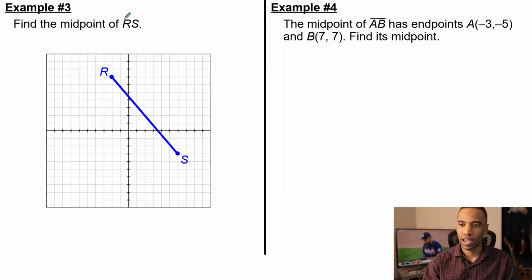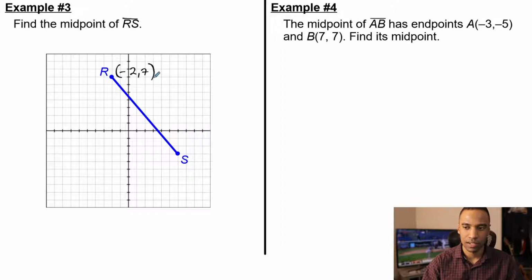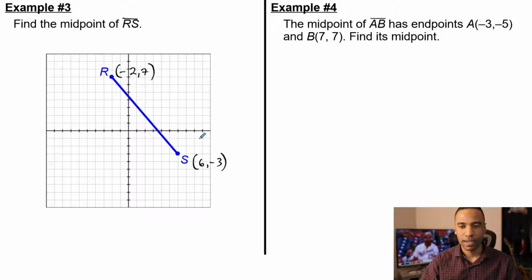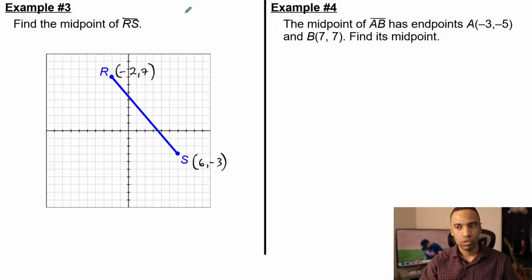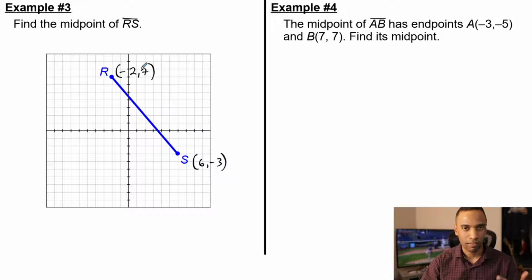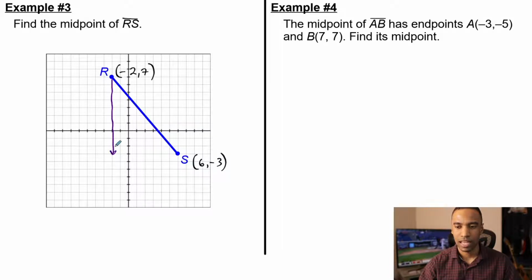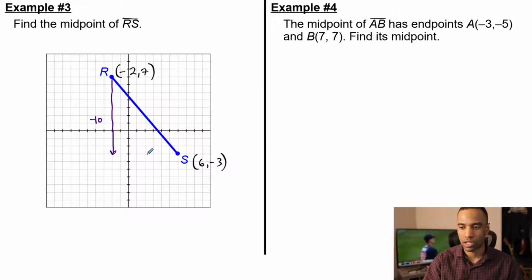Find the midpoint of segment RS right here. Now you do have to know what these places are. This looks like negative 2, 7, and this looks like 6, negative 3. I have to find its midpoint. I'm going to use the graph to my advantage and ask, how far do I go down? 1, 2, 3, 4, 5, 6, 7, 8, 9, 10. That's how far down I go to meet S. And how far do I go over from negative 2 to 6? That looks like 8. 1, 2, 3, 4, 5, 6, 7, 8. So over 8 like that.